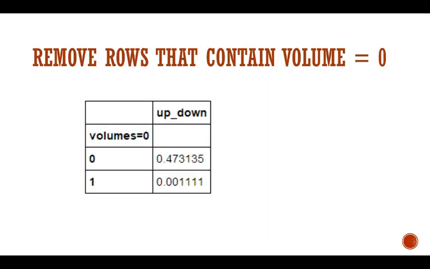From the results of numerical variables, we have a very valuable finding. When the volume is zero, the corresponding mean of up and down is only 0.001111, which means if the volume is zero, we just predict the up and down is zero, we may get a score as high as 0.9988. Hence, we predicted all the up and down at zero when the corresponding volume is zero.